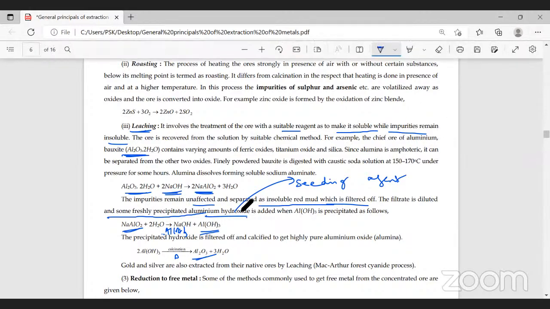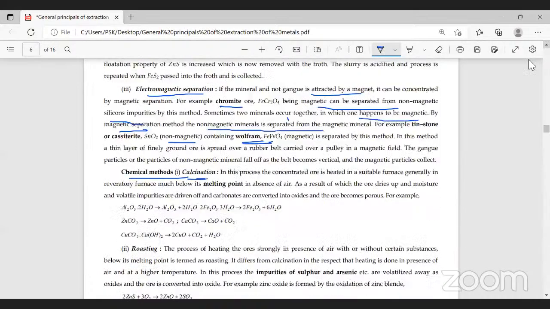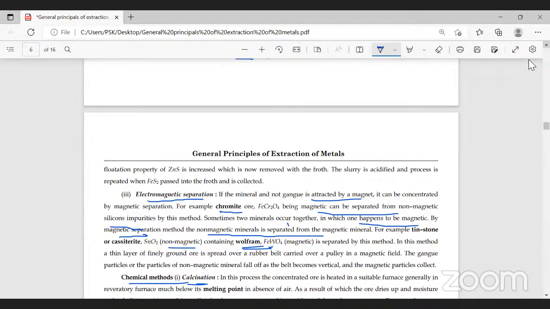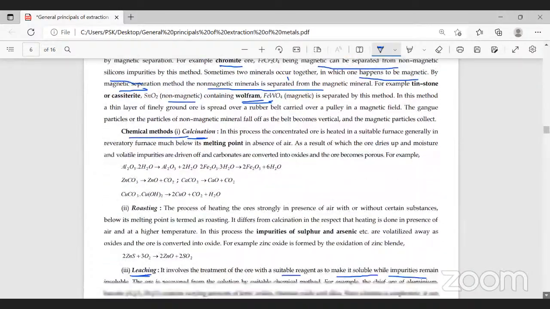Did you follow these three reactions? This question is an important question for your board exam. All the four that we learned: gravity-based separation, froth flotation, magnetic-based separation, and leaching. All the four are important. Now coming to the next two questions.